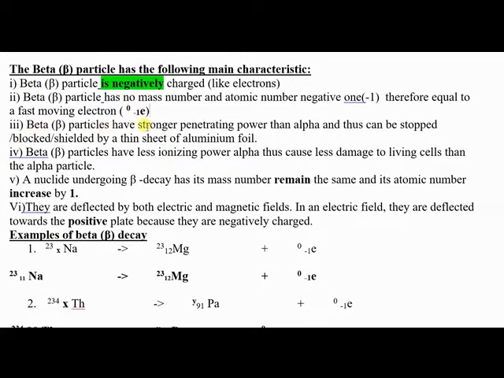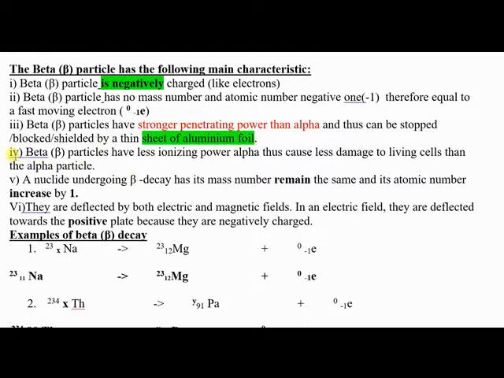Beta particles have a strong penetrating power. Important to note, they have stronger penetrating power than alpha particles. You cannot compare with alpha because beta are more powerful in terms of penetration. Thus, they can be stopped or blocked by a thin sheet of aluminum foil. So beta particles can only be blocked or stopped by aluminum foil. It means they will go through a piece of paper.